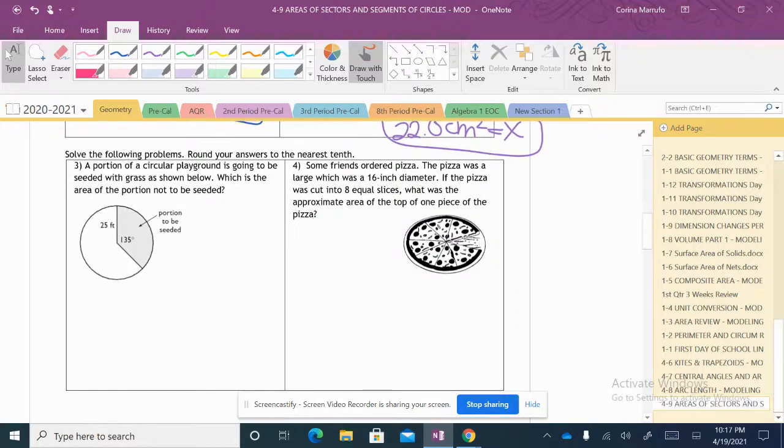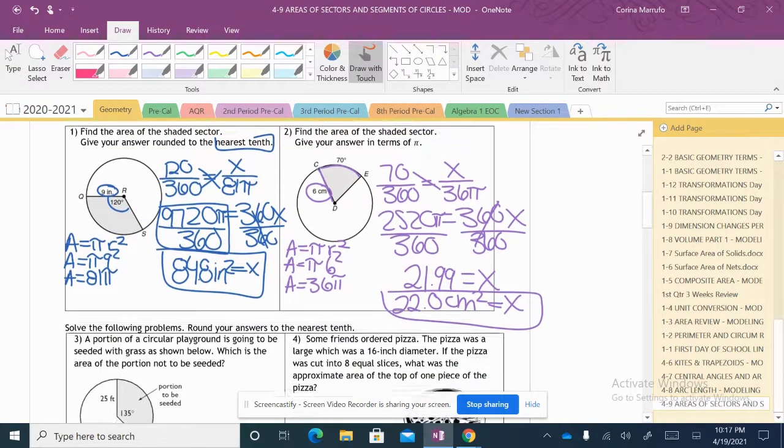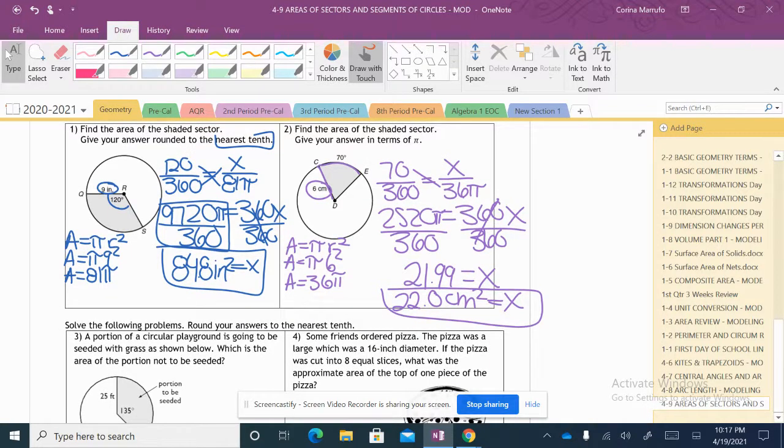All right, the next one. Wait, what did that one say? This one said in terms of pi, sorry, I'm not reading correctly. So instead of giving this decimal form, we take this part right here and reduce it. 2,520 divided by 360 reduces to 7. So instead of 22.0, it's actually 7 pi centimeters squared.